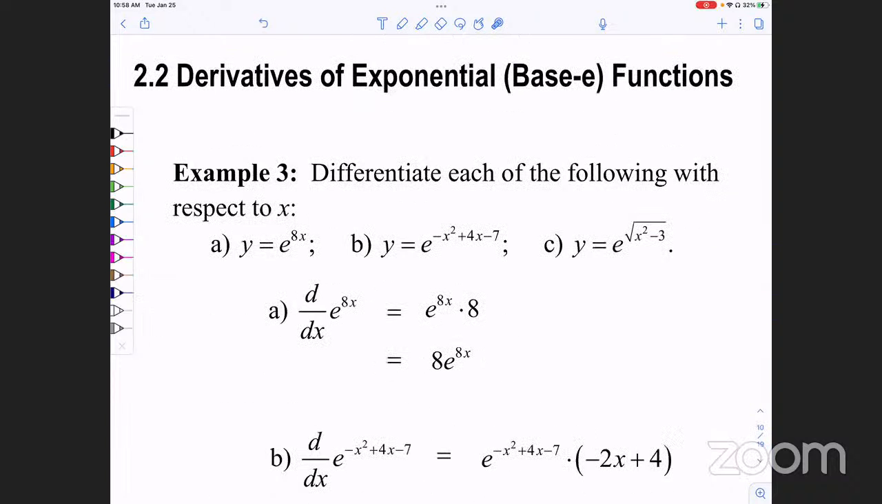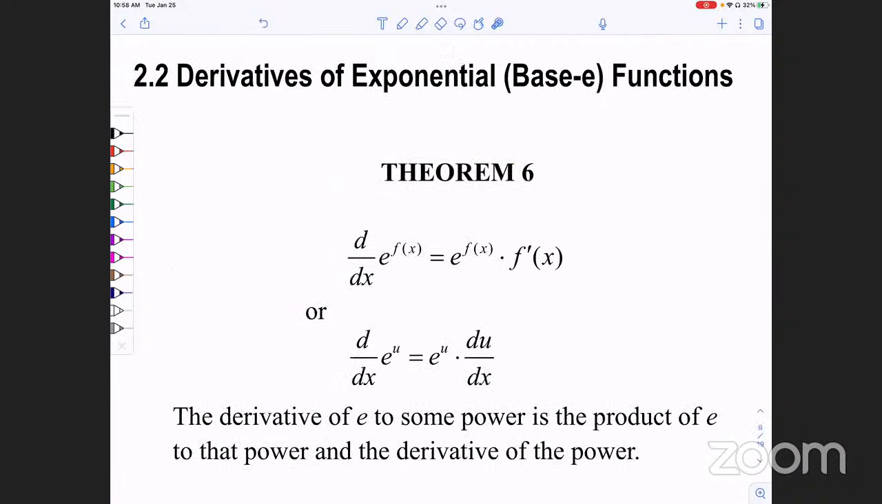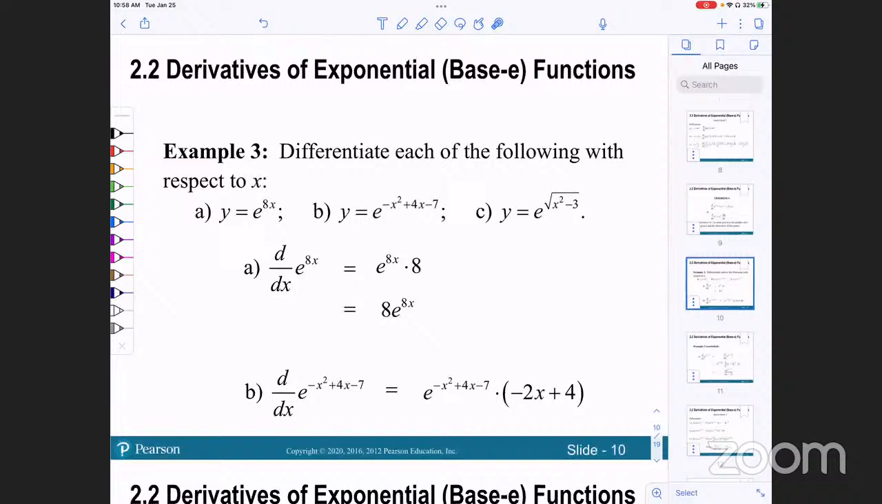Oh, I guess I'm maybe missing a slide. Okay. Let me do the following. Copy. Paste.